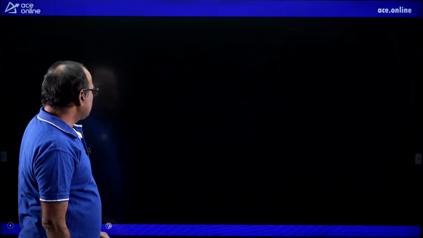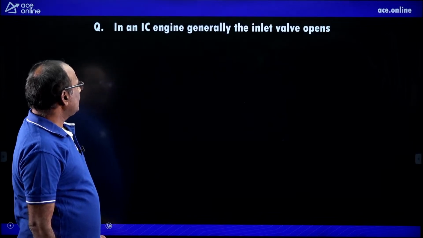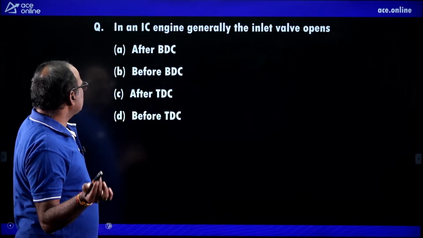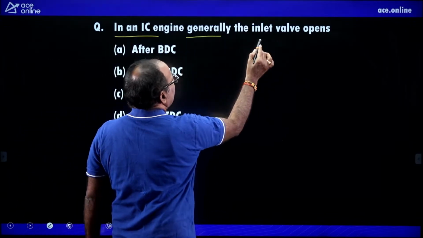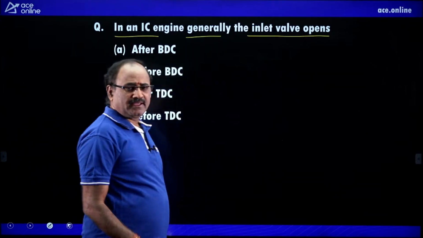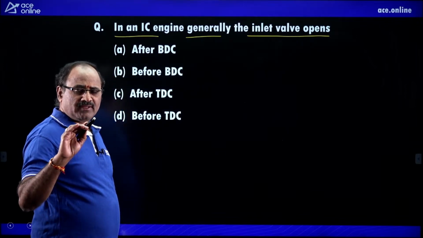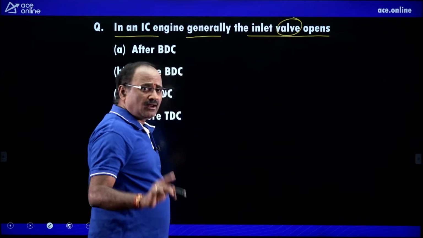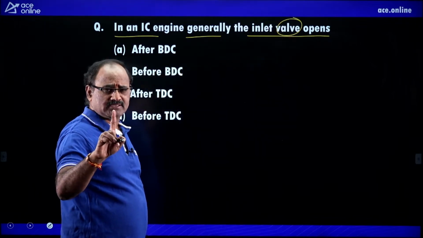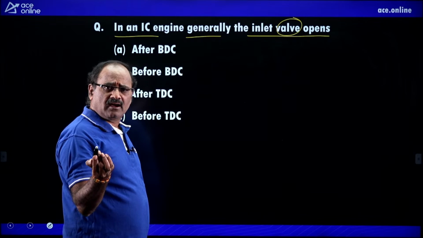Okay? Similarly, look at the next question. Try to read it clearly. It is asked for the IC engine. In an IC engine, generally the inlet valve opens. Since it is asking about valves, they are used only in 4-stroke engines. It may be a diesel engine or a petrol engine.